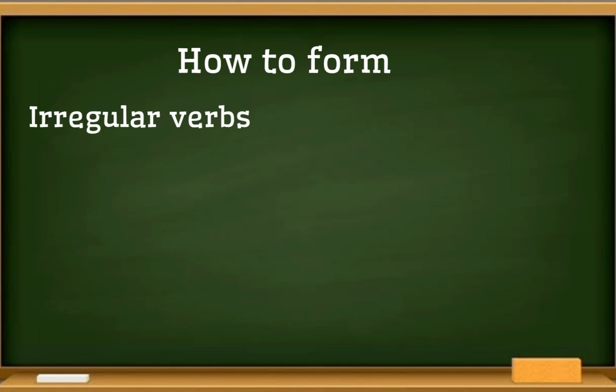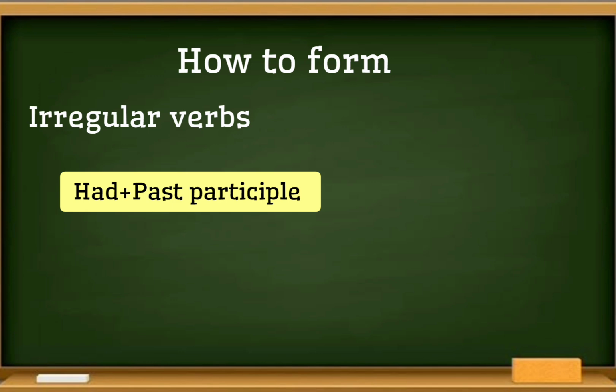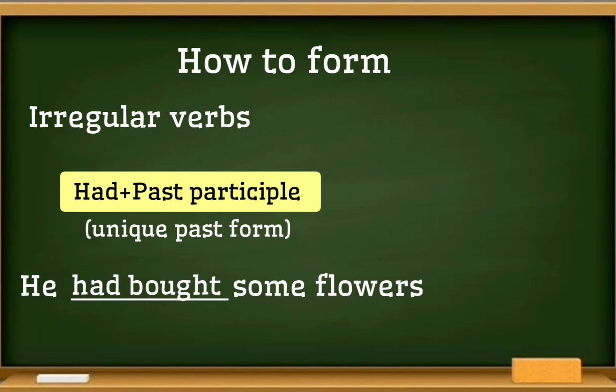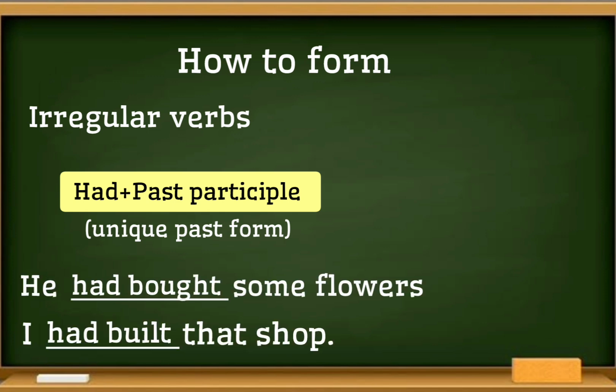Now look at irregular verbs. For irregular verbs, again we need the auxiliary verb "have" in its past form, "had", plus the past participle. But here the past participle has a unique past perfect form. For example, he had bought some flowers. I had built that shop.